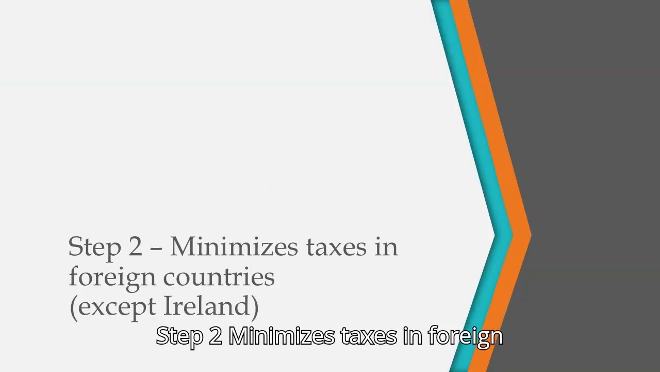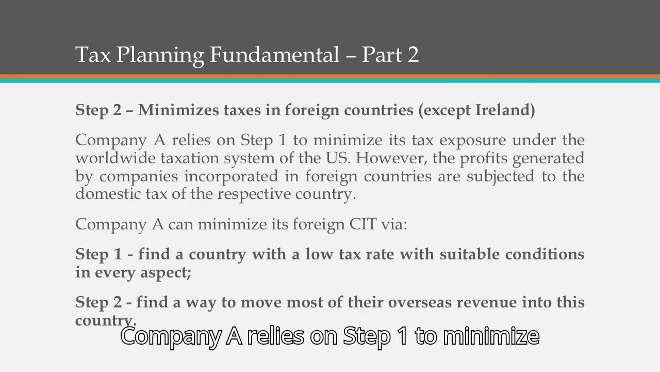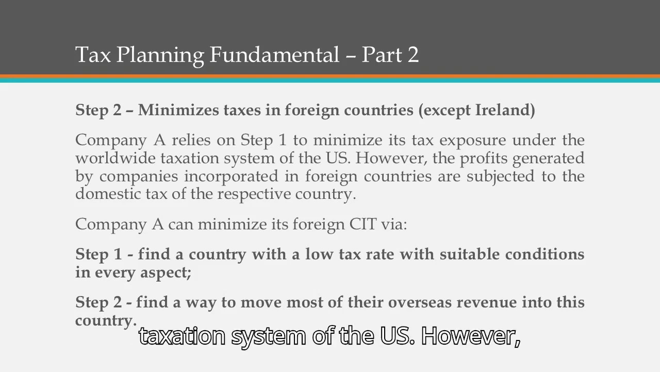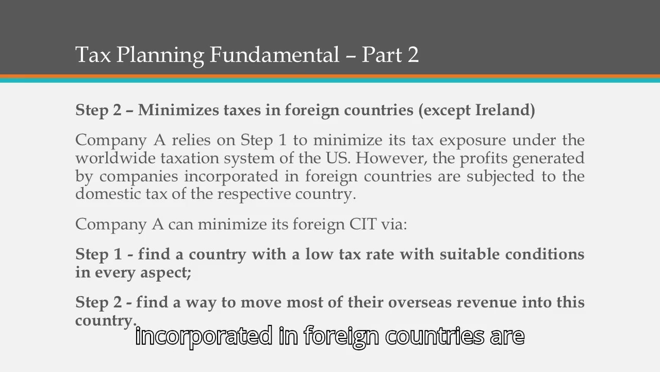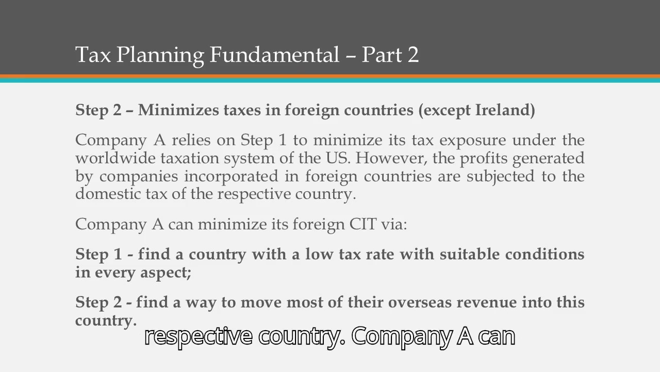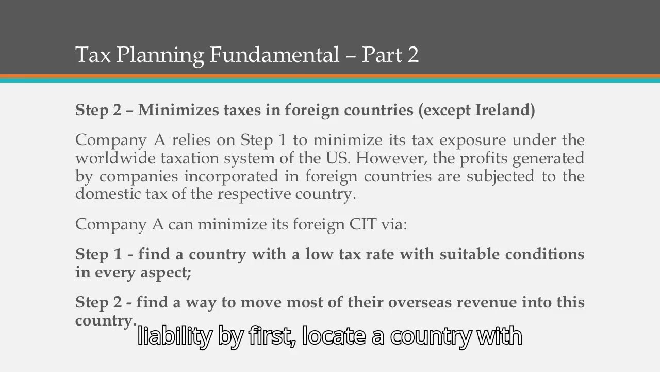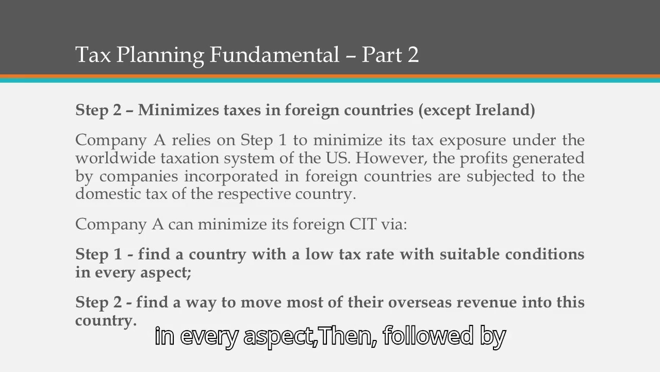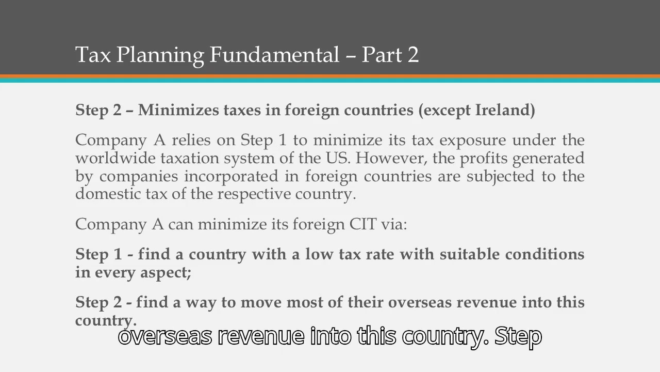Step 2. Minimize taxes in foreign countries, excluding Ireland. Company A relies on Step 1 to minimize its tax exposure under the worldwide taxation system of the U.S. However, the profits generated by companies incorporated in foreign countries are subjected to the domestic tax of the respective country. Company A can minimize its foreign corporate income tax liability by first locating a country with a low tax rate with suitable conditions in every aspect, then finding a way to move most of its overseas revenue into this country.